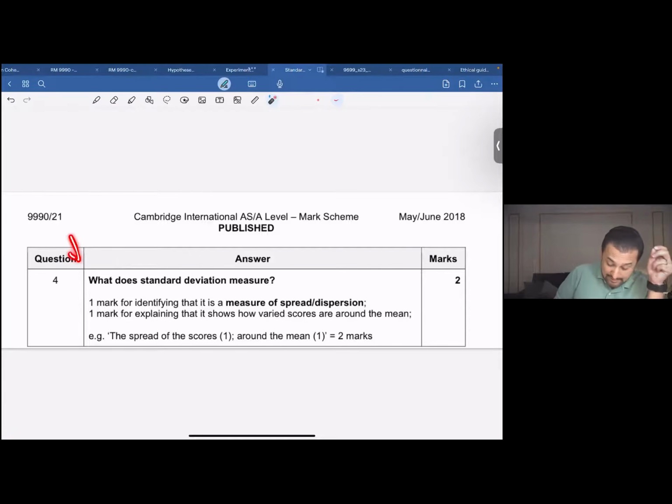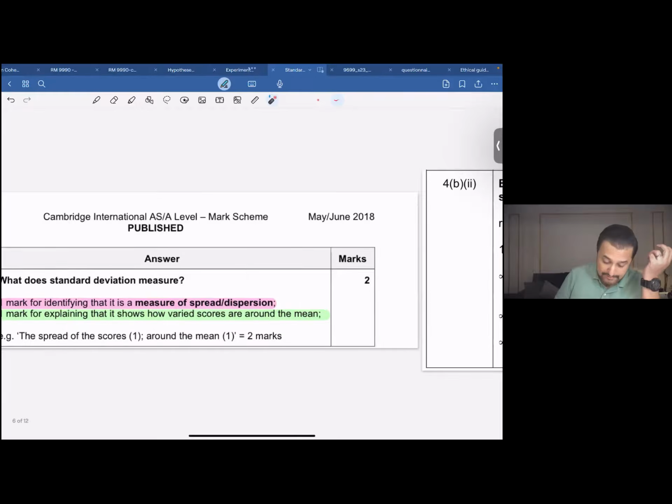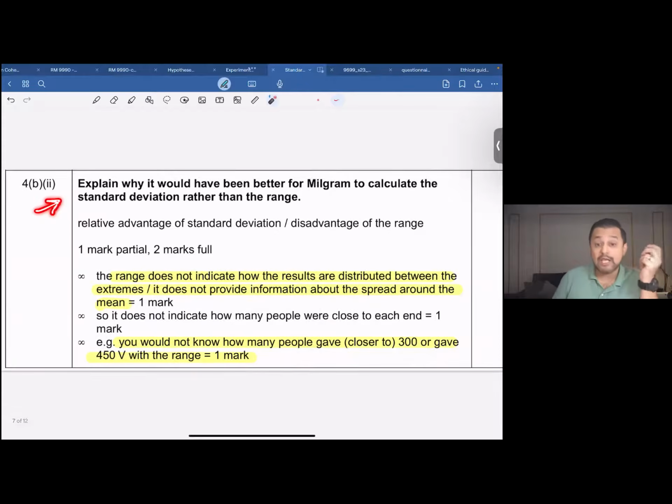Now, taking this ahead, what does standard deviation mean? It's a 2-mark question. 1 mark for identifying that it is a measure of spread or dispersion. The 2nd mark for explaining that it shows how varied scores are around the mean. Is this not what we just spoke about, right? Taking this ahead, explain why it would have been better for Milgram to calculate the standard deviation rather than the range.